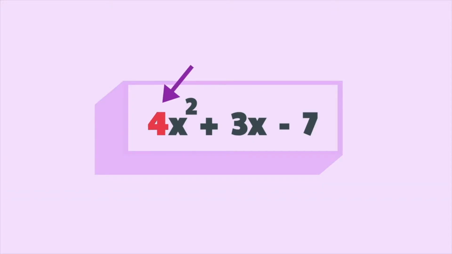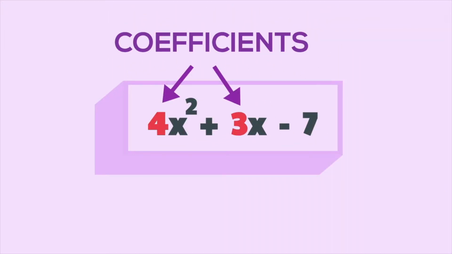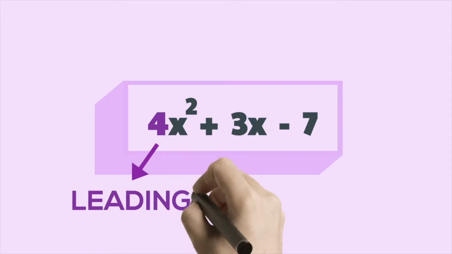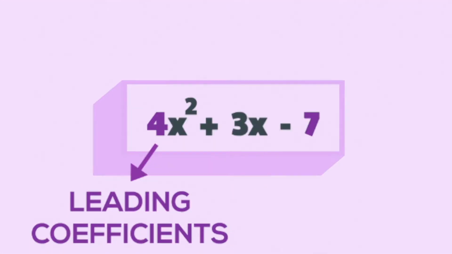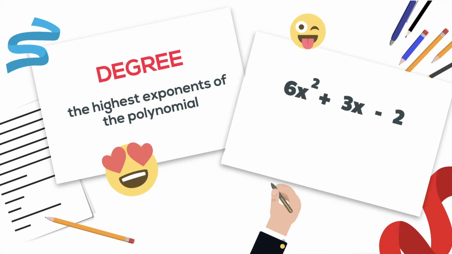If a variable is multiplied by a number, then the number is called coefficient. In this case, 4 and 3 are coefficients, and 4 is the leading coefficient. Degree is the highest exponent of the polynomial. For example, 2 is the degree for the first one, while 9 is the degree for the second one.